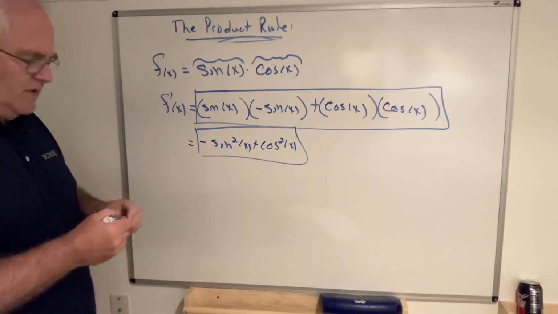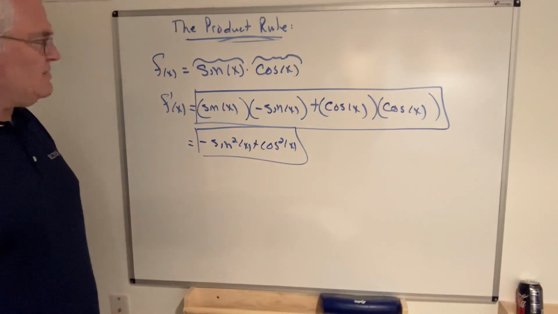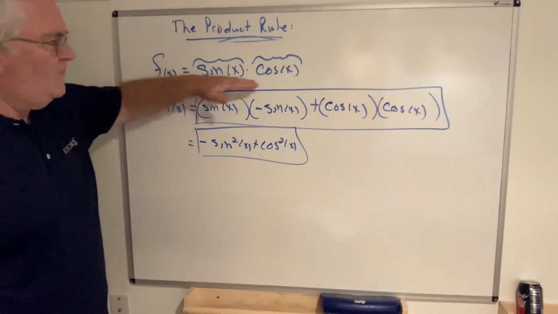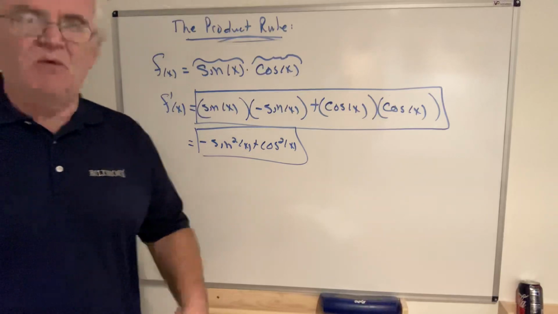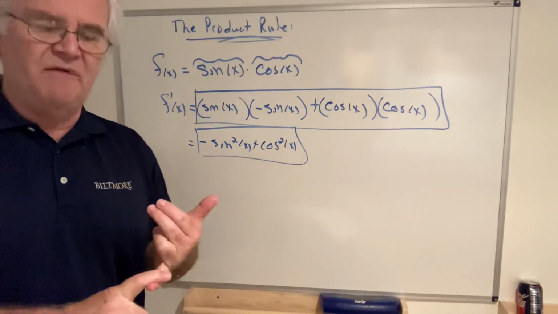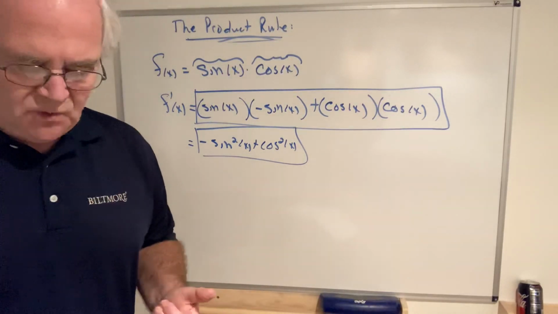Product rule. First times the derivative of the second plus second times the derivative of the first. We can do umpteen different examples. It's always going to be the same. First times the derivative of the second plus the second times the derivative of the first.